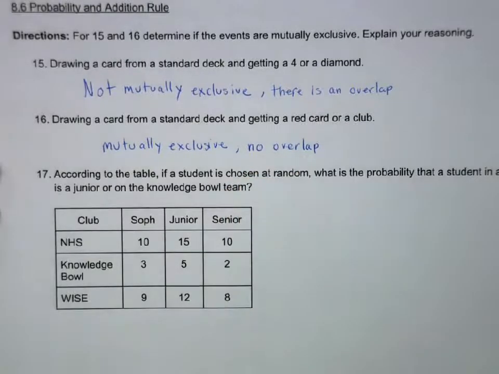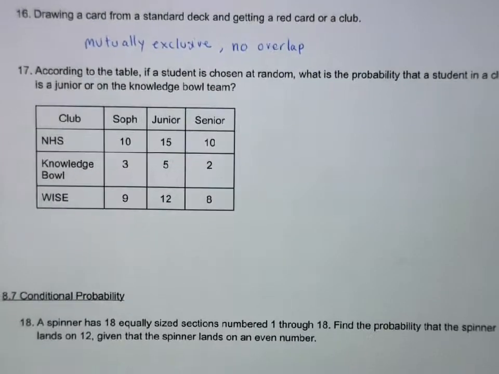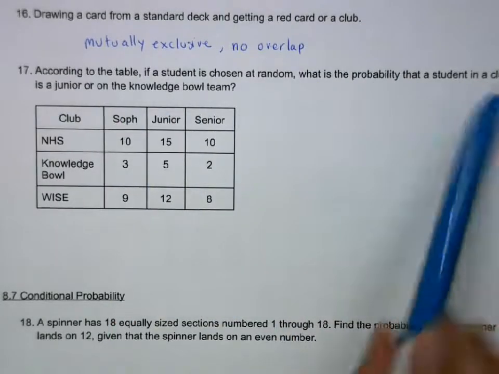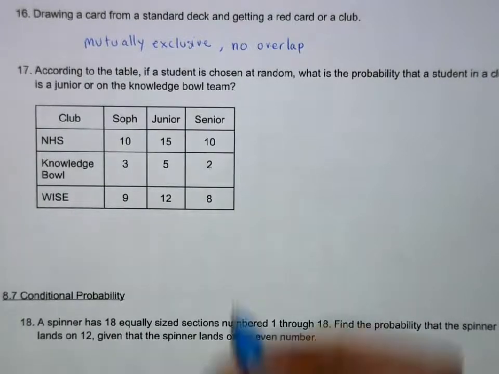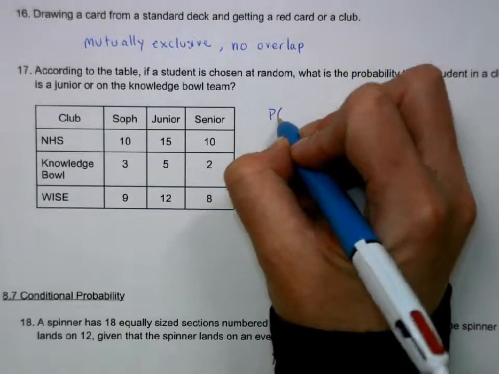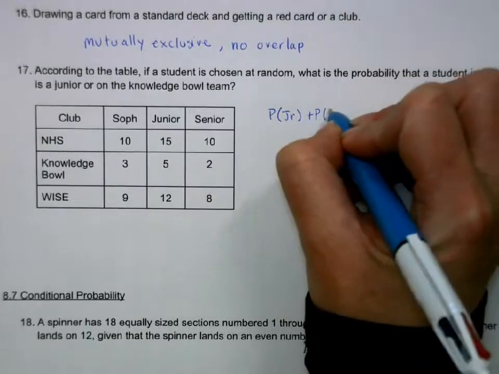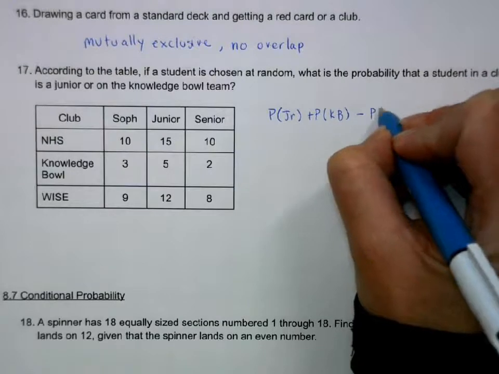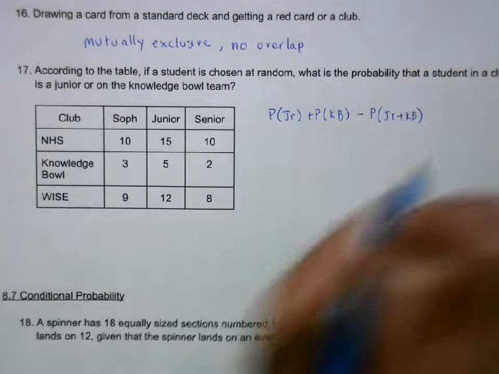Okay, next. According to our table, if a student is chosen at random, what is the probability that a student in a club is a junior or on the Knowledge Bowl team? So we're going to take the probability that they're a junior plus the probability that they're on Knowledge Bowl and then subtract the overlap. Or you can just count up the correct squares, but we're going to apply this.